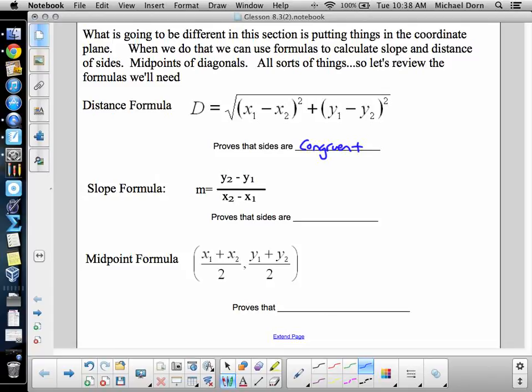Slope formula is another one we're going to use. And what can I prove with the slope formula? I can prove that sides are parallel or, yes. With the slope formula, I can prove parallel and/or perpendicular between any given pair of sides by finding their slopes. If they have the same slope, they're parallel. If the slopes are negative reciprocals, they're perpendicular.